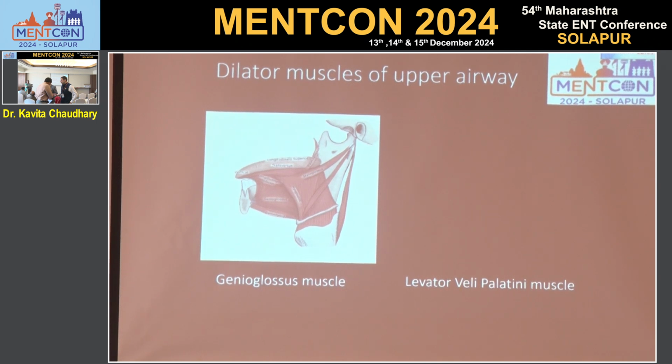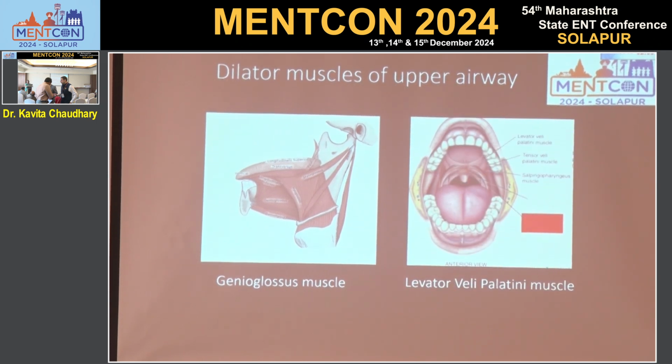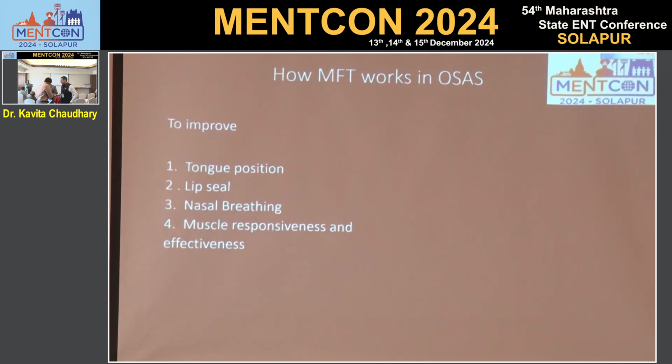And the second important muscle is the levator veli palatini muscle. I'm going to explain it to you again later, but remember all these dilator muscles. So how does this myofunctional therapy work in OSA?